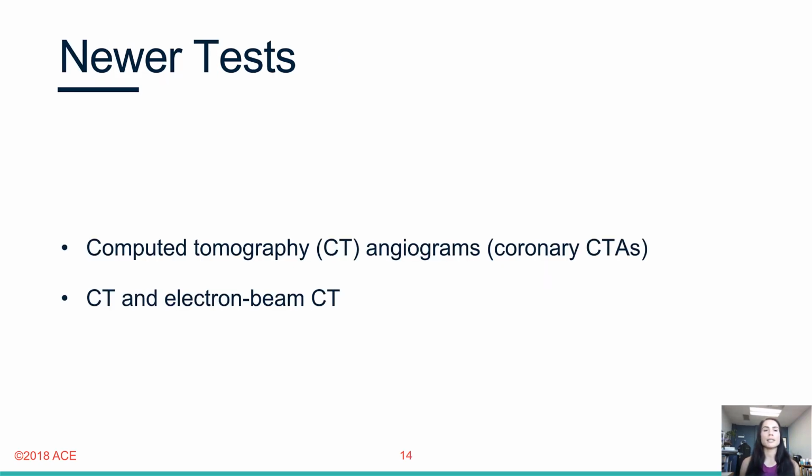And then we also have some newer tests. So computed tomography angiograms, which we typically call CTAs. These CTAs are used to really quickly determine whether significant plaque deposits have built up in the coronary arteries. CT is now increasingly used to detect calcium in the coronary arteries, because we know that higher amounts of calcium in those coronary arteries are highly predictive of future cardiac events.